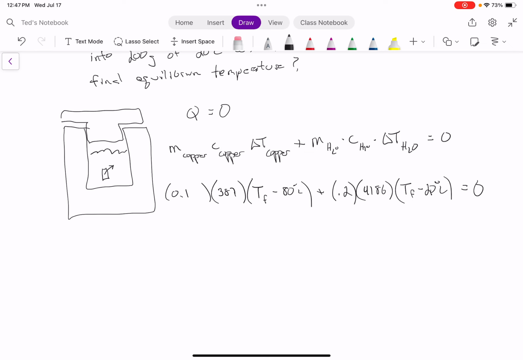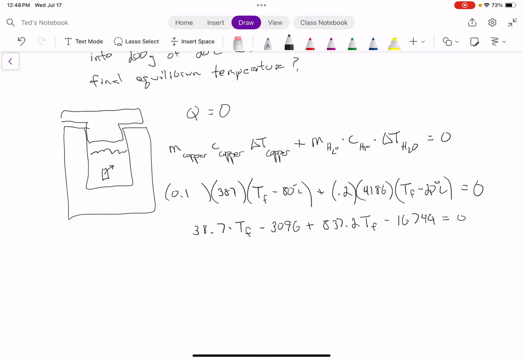So let's see how we do this. 0.1 times 387 gives me 38.7 times T final, minus 0.1 times 387 times 80, which is 3096, plus 0.2 times 4186, which is 837.2 T final, minus 0.2 times 4186 times 20, which is 16,744, equals 0.